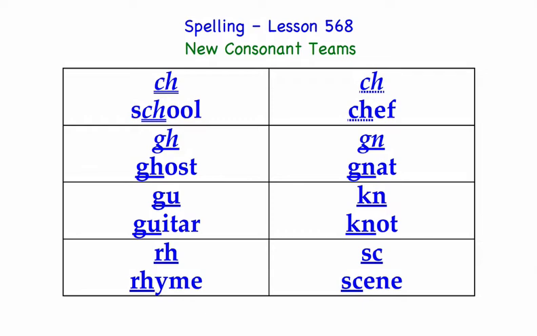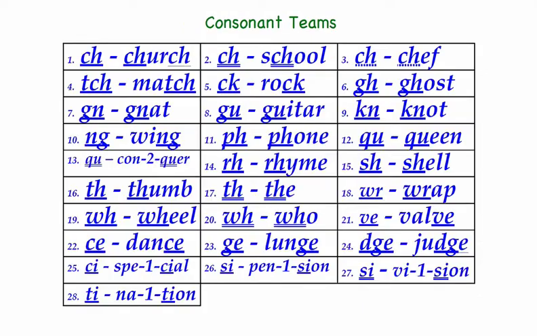RH represents the sound r, as in rhyme. SC represents the sound s, as in the word seen. In order for SC to be a team, it must be followed by E, I, or Y. These are all the consonant teams that have been introduced thus far in the program.